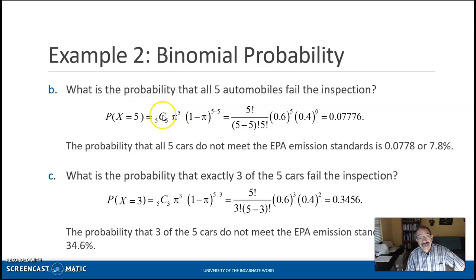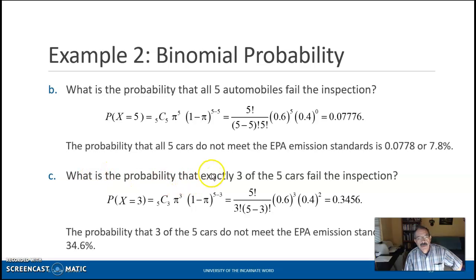Here's the count of the number of sequences in which 5 cars will fail, of which there is only 1. We're looking for all successes, so pi is to the 5th power, and the probability of failure will be to the 0 power because there are no cars passing the test in this particular case. So the factorial is reduced to 1, and then 0.6 to the 5th power and 0.4 to the 0 power, which is 1. If you carry out that calculation, you get 0.0776. So the probability that all 5 cars do not meet the EPA emissions standard is 0.078 or 7.8%.